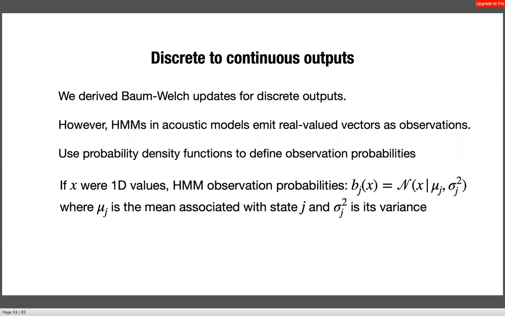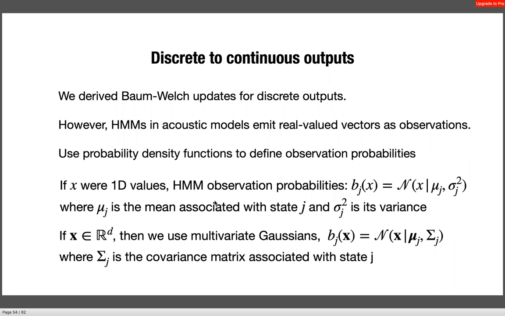So if I were to think of my observations as just being 1D values, not vectors of d-dimensional size, just a single value corresponding to each speech frame, then my observation probabilities B sub j of x, I can think of them as being modeled as a univariate Gaussian, where mu j is the mean associated with state j and sigma j squared is its variance.